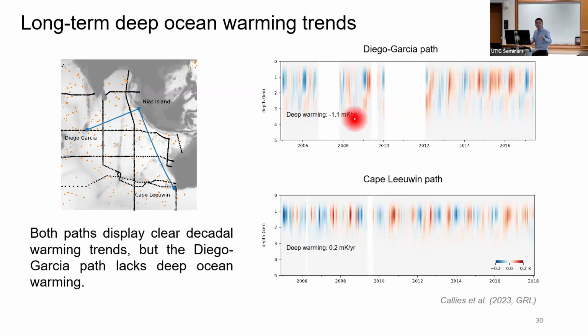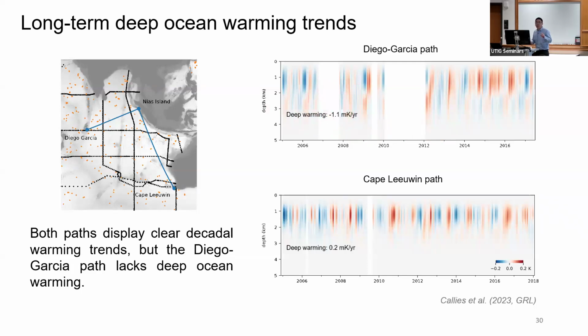But here I want you to focus on the deep ocean. The deep ocean here means, for example, below 2,000 meters. And for the deep ocean, there's a difference. For the Diego Garcia path here, the deep ocean is not warmed up. It becomes colder. And I put a number here.